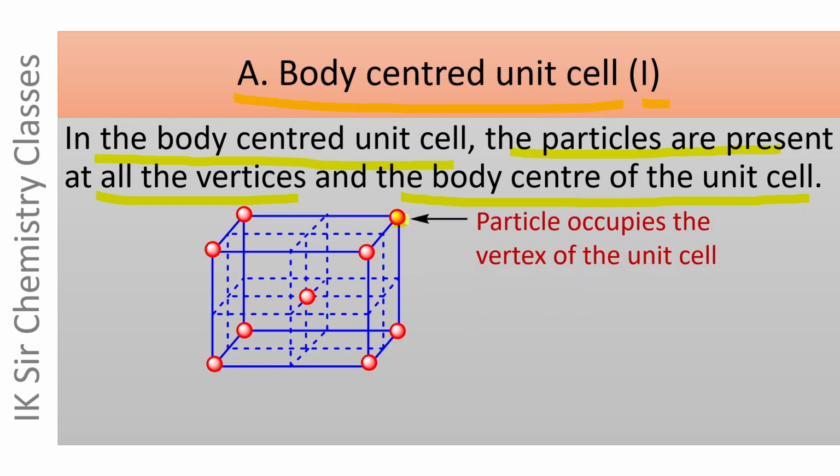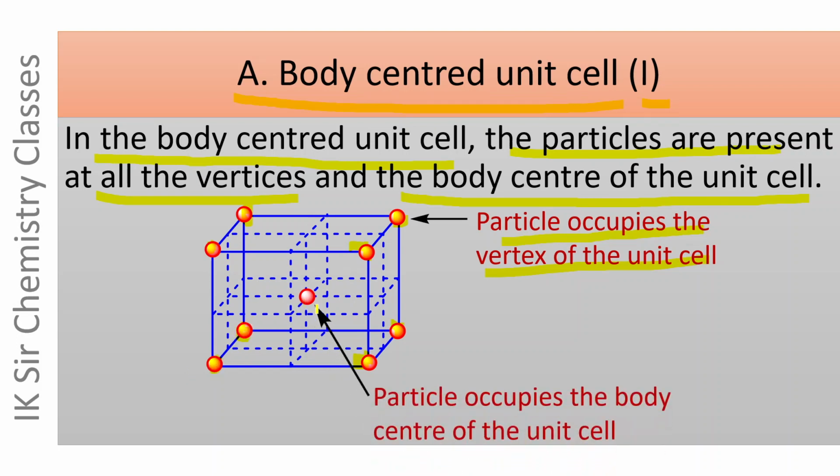This particle occupies the vertex of the unit cell. In fact, all the vertices of the unit cell are occupied by particles. At the same time, the body center of the unit cell is also occupied by particle. This particle occupies the body center of the unit cell. It is obvious that the particles are present at all the vertices of unit cell as well as at the body center of unit cell, and hence it is body centered unit cell.